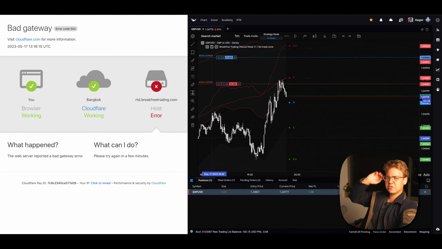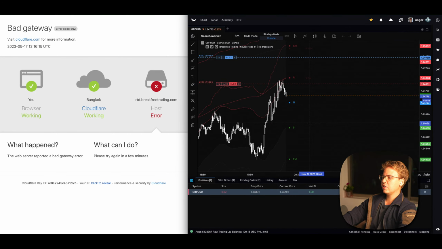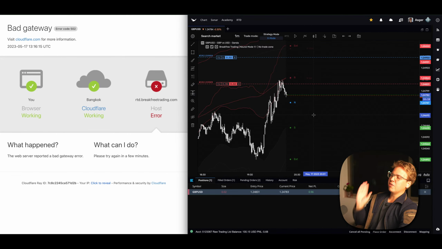Dennis, you still want access to the old RTD? Sure, if you want to use the old RTD, that's fine, but I don't think you really understand the value of the new RTD. The new RTD is meant to be used with neural mode on 1 minute time frame. It's not really designed for the higher time frames.